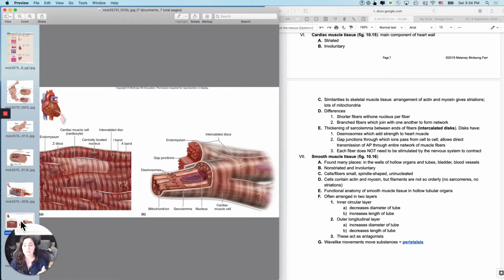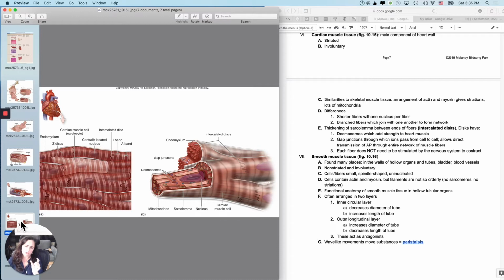Well, cardiac muscle is striated, so it probably won't surprise you that it actually has sarcomeres inside it that are really, really similar to the sarcomeres that you have in skeletal muscle. And so the striping comes from the sarcomeres. So it's striated, skeletal muscle striated. It's involuntary, though. It's not controlled by the voluntary division of the nervous system. And it has the same arrangement of actin and myosin.